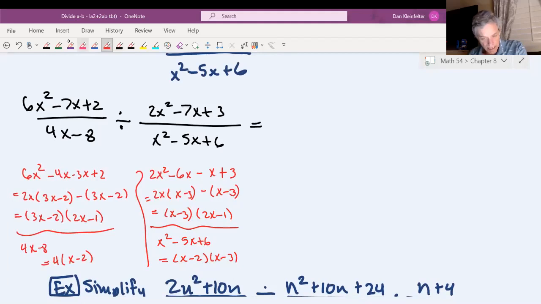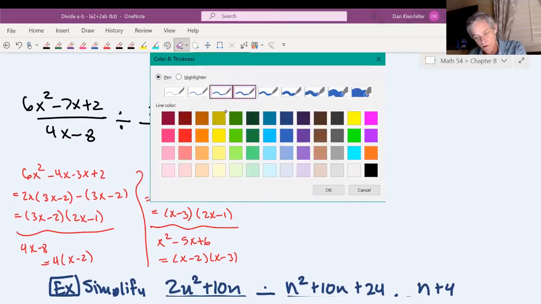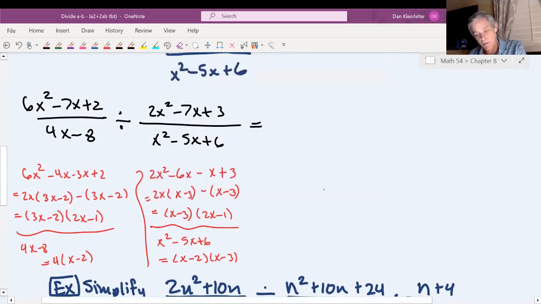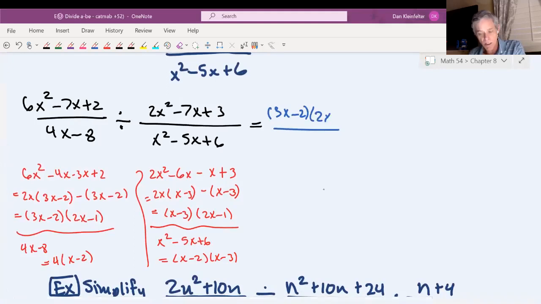All right, so once again, I'm going to recopy this problem, and when I recopy it with the factoring included, I'm also going to do the invert and multiply piece. So the first fraction will stay the same. We don't form the reciprocal of the first fraction. So we'll have 3x minus 2, 2x minus 1. Down below, we'll have 4 times x minus 2.